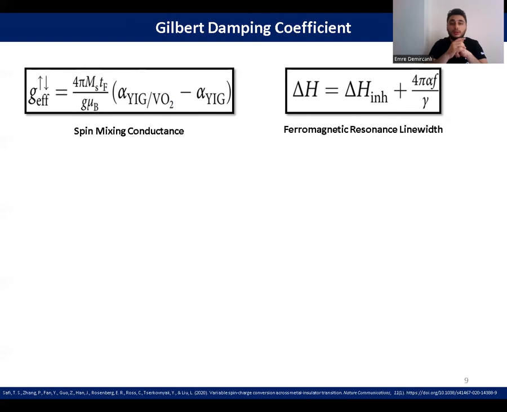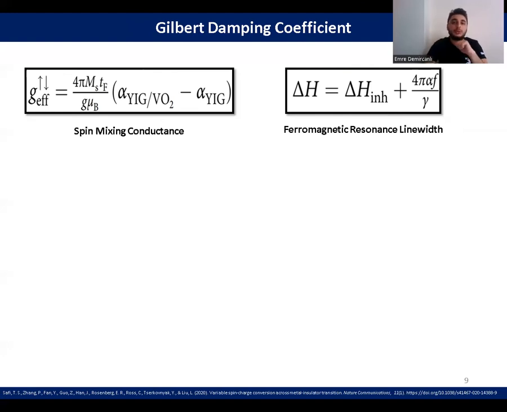When we look at the ferromagnetic resonance linewidth expression, which can be used for different resonances, we see that it is directly related to the damping coefficient. In short, it is very important to extract the Gilbert damping coefficient for the correct determination of these values.